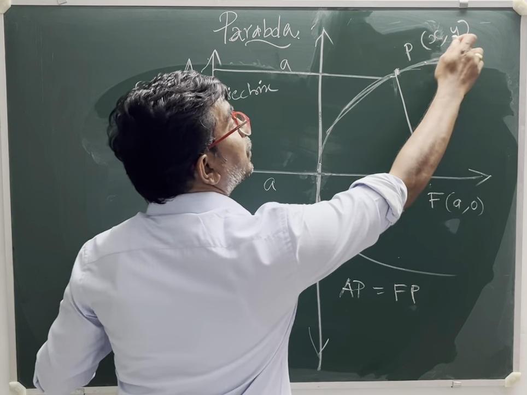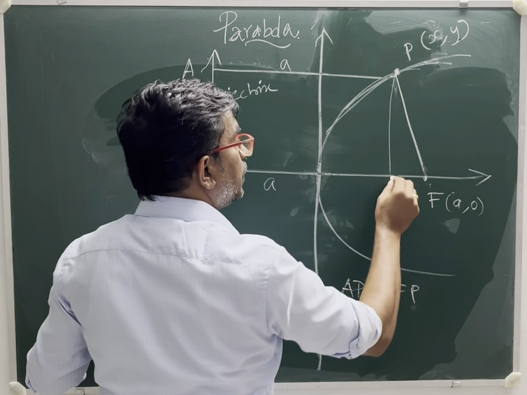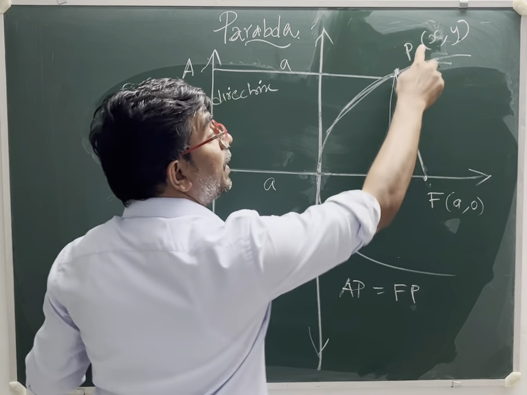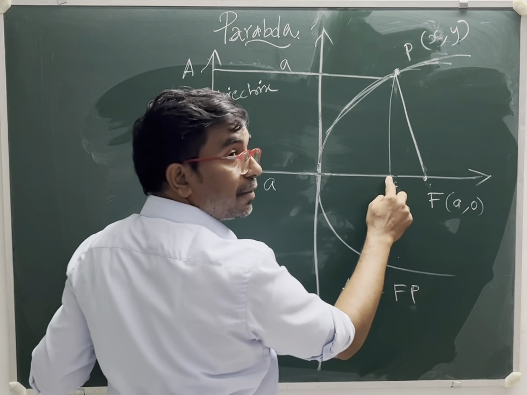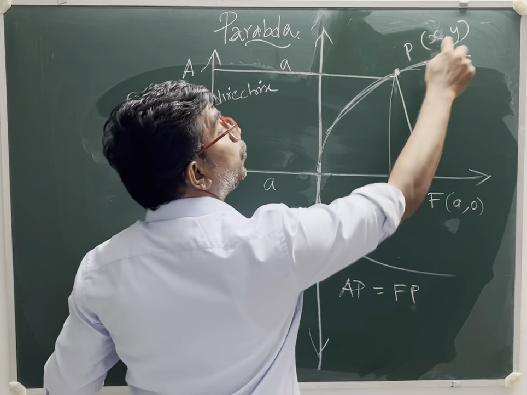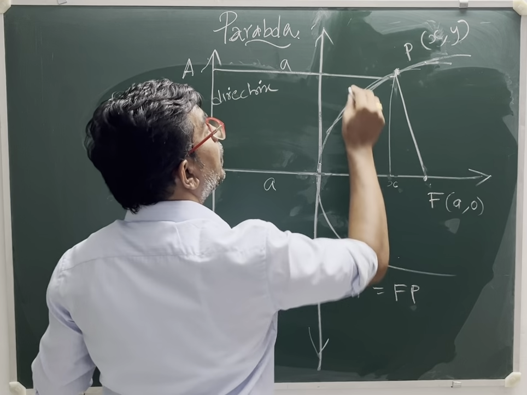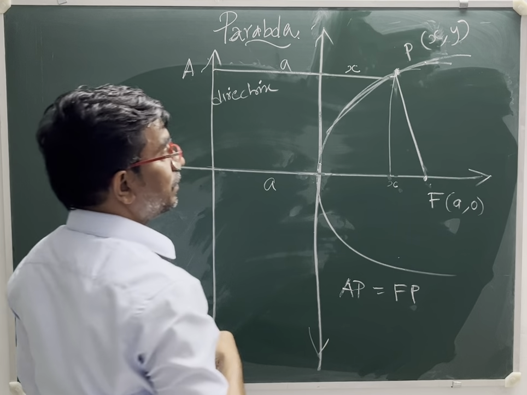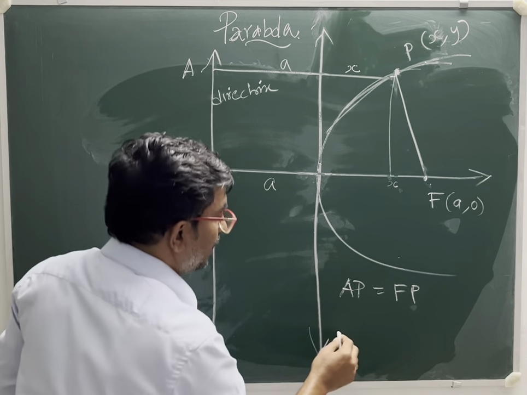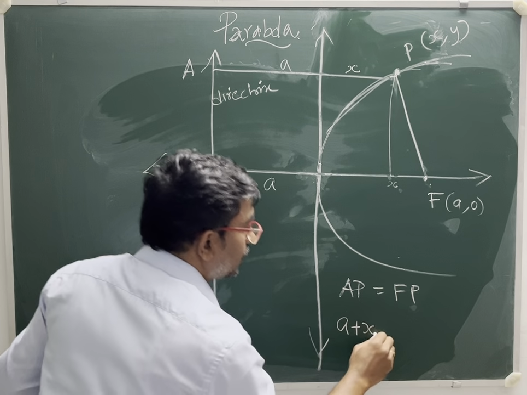How do I write x comma y? This should be x. Only then I can write x comma y. X is the distance on the x-axis, and this is y. That's how it is. So this distance is of course x. So I got AP. AP is nothing but A plus x.